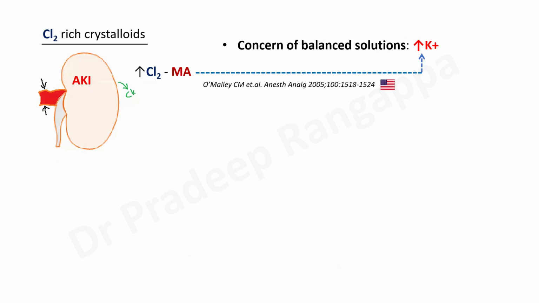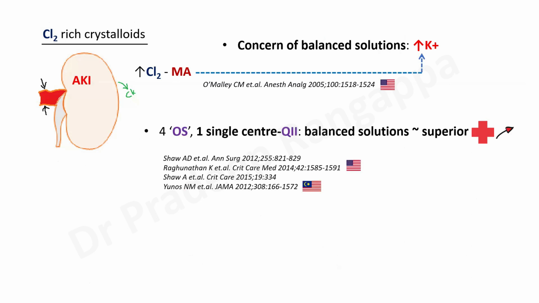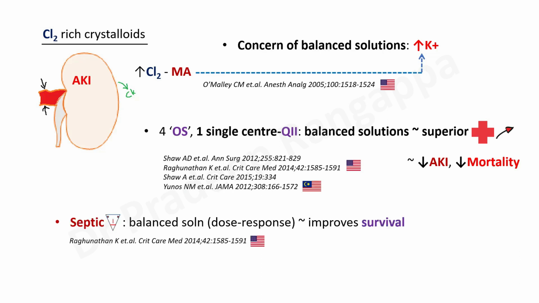But the concern with balanced solution was that it can cause mild hyperkalemia because potassium may be marginally higher in some of these solutions. So there were 4 observational studies and 1 single center study which showed balanced solution led to superior clinical outcome, reduced the risk of AKI and reduced mortality. So these were the initial observational studies which said balanced solutions are superior to saline in reducing AKI and improving the clinical outcome.